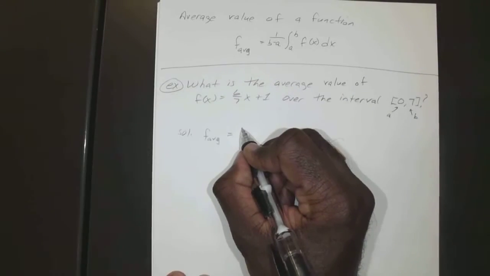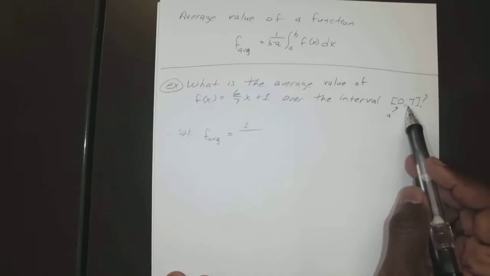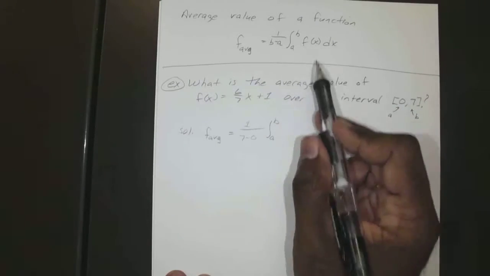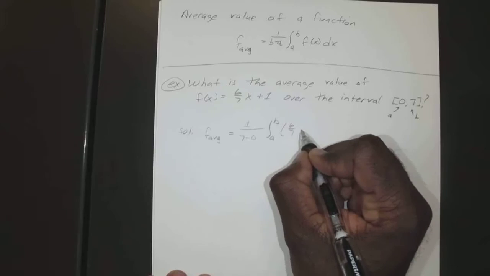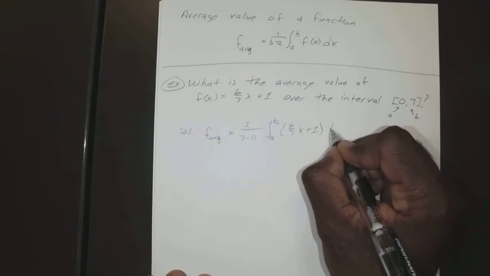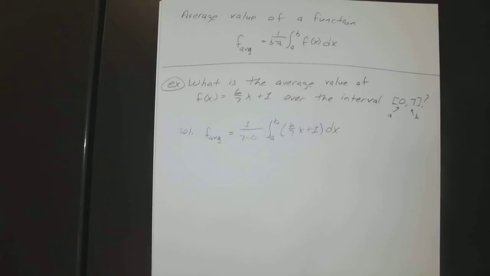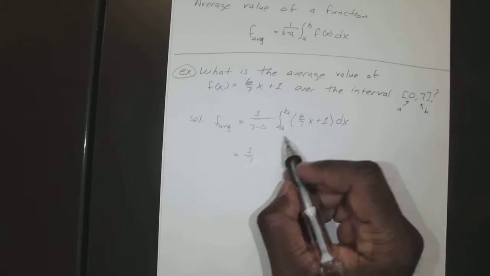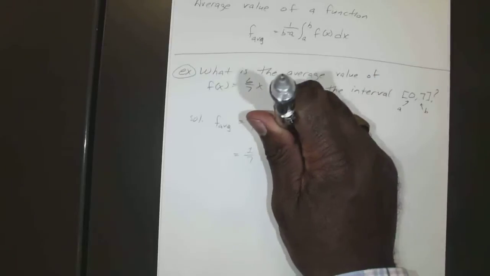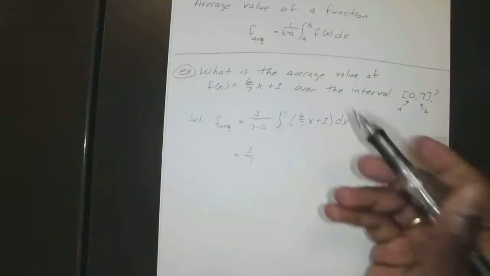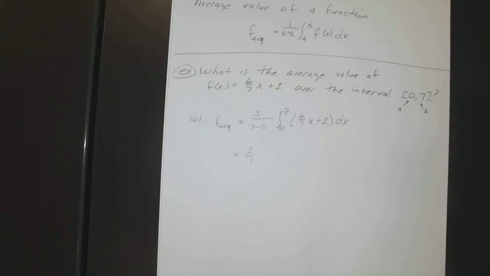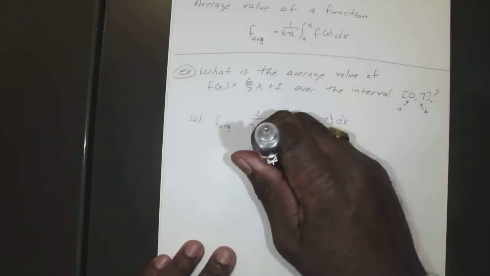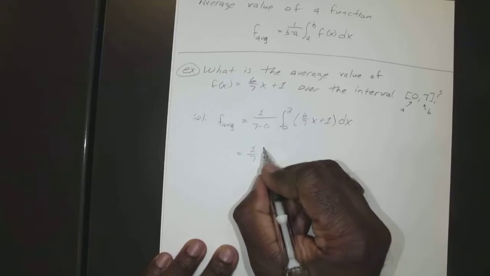Okay, so your average value of the function is equal to 1 over b minus a, so that will be 7 minus 0, times the integral from a to b of our f of x, which is 6 over 7 x plus 1, with respect to x. So that's going to equal 1 over 7, and I should have just put 0 and 7 for the bounds. So you have the integral from 0 to 7. I might as well go ahead and just integrate it instead of rewriting it.